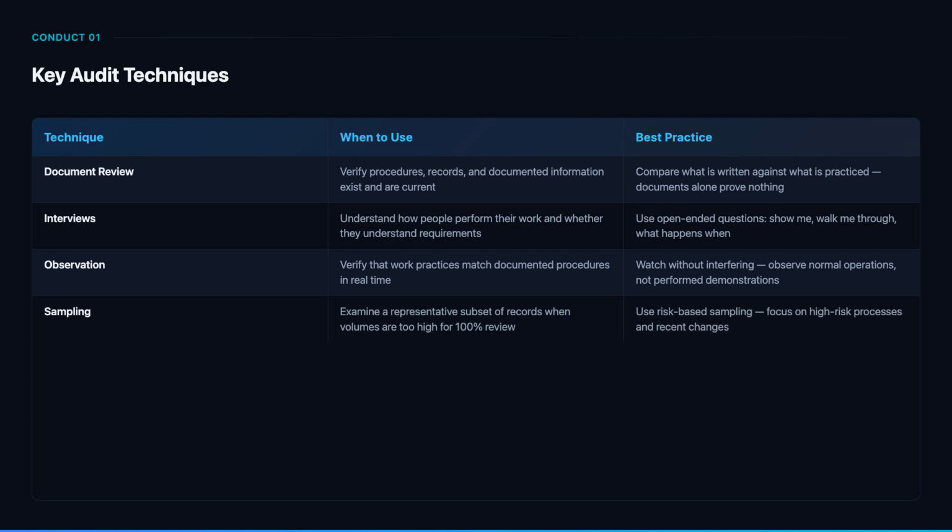Sampling examines a representative subset when reviewing every record is impractical. Use risk-based sampling, focusing on high-risk processes, recent changes, customer complaints, and corrective action records. Document your sampling method and size so findings are defensible.